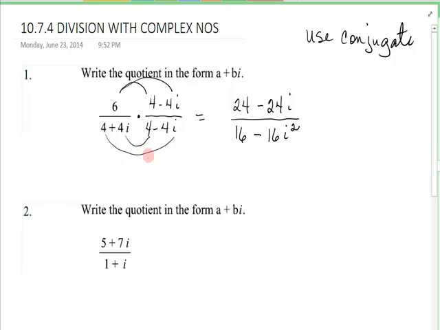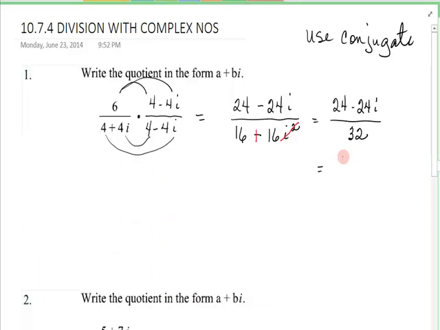So I didn't do the outers and inners because they were conjugates and I knew they would cancel out. i squared makes that sign change to a plus. That gives me 24 minus 24i all over 16 plus 16 is 32. Now I'm going to reduce that because there's a common factor of 8 in all of the rational pieces. If you divide them all by 8, you'll get 3 minus 3i over, divide that by 8, and it's 4.